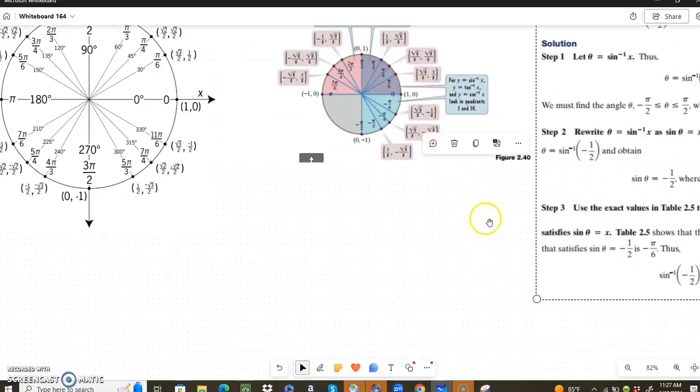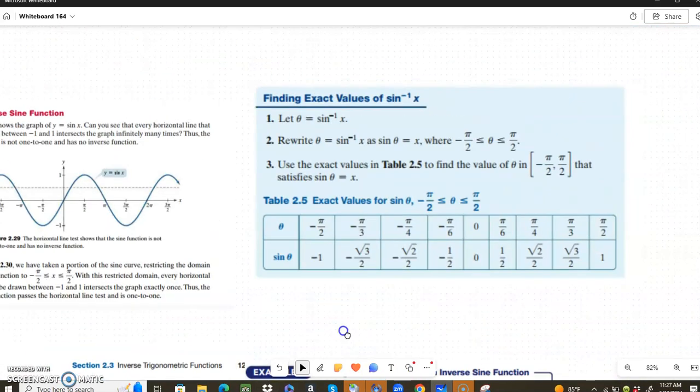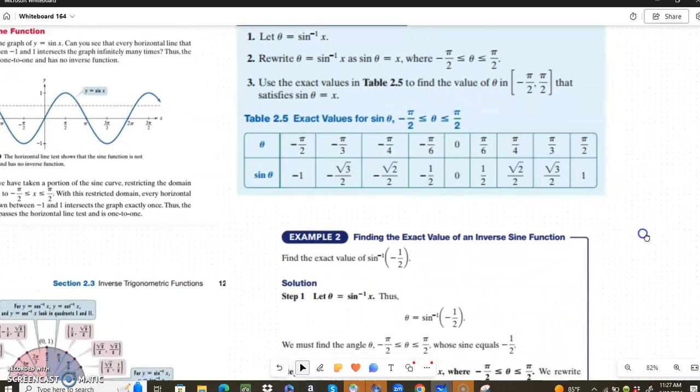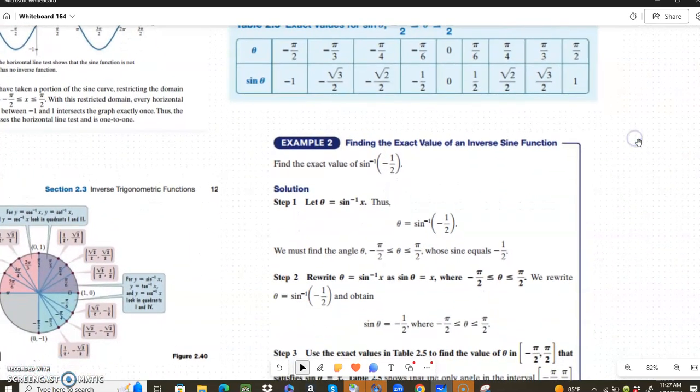So let me get this situated. We know that we're going to have to restrict the area to negative pi over 2 to pi over 2. So we're going to use the exact values to find a value of theta in the interval from negative pi over 2 to pi over 2 that satisfies the equation sine theta equals x. So this is going to be very helpful. You may want to go look this up and screenshot it on your phone, take a picture of it, print it out, whatever you need to do. But let's look at an example.